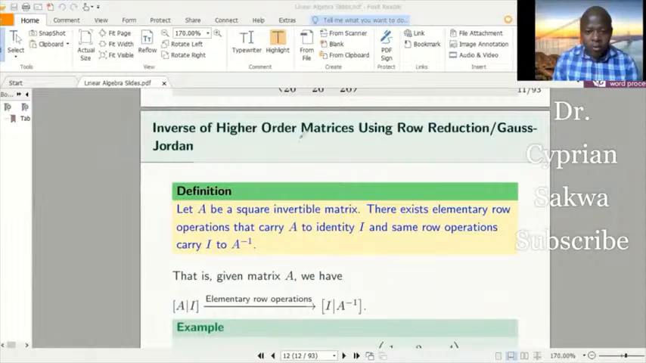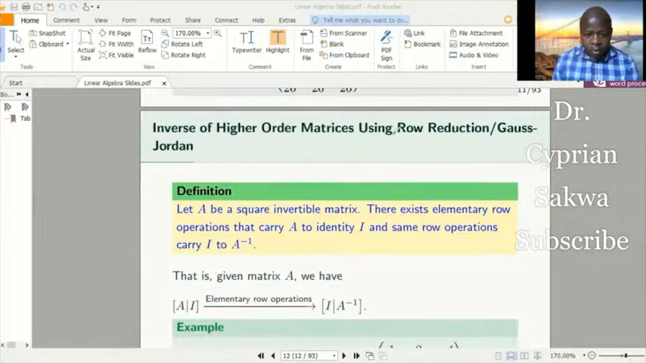I'll teach you how to find the inverse of higher order matrices using row reduction, or I can say using the Gauss-Jordan method. So that's the method I will use today. In the last video we looked at how to get the inverse of higher order matrices by using the method of adjoint.